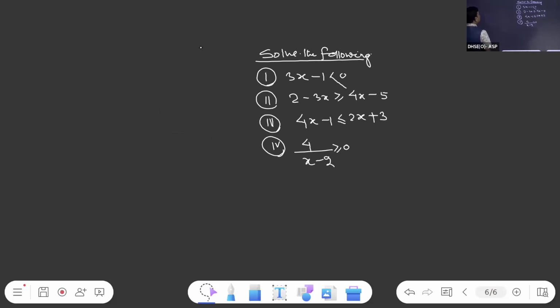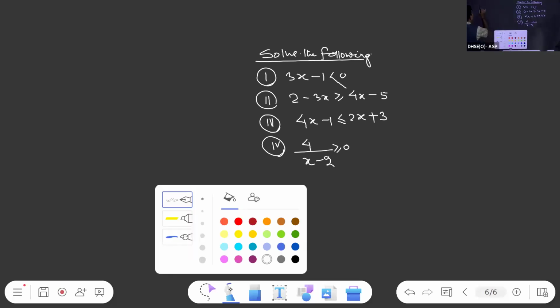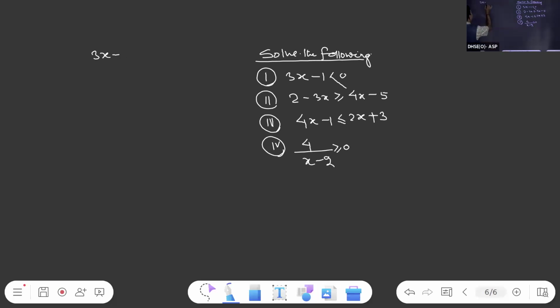Okay, let's come to the solution. The first one is 3x minus 1 less than 0. This implies 3x less than 1. This implies x less than 1 by 3. So x belongs to minus infinity to 1 by 3. This is the solution to the first question.